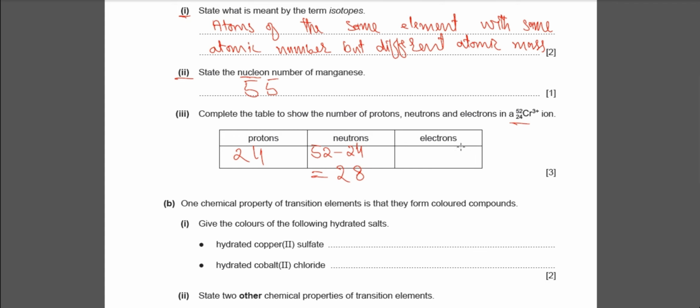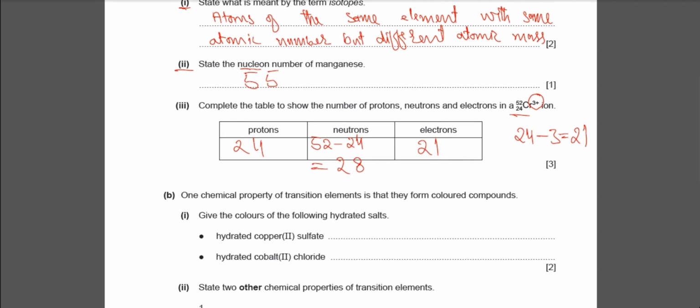Now electrons. As you notice, in any atom the number of protons and electrons are always equal. So we can say there are 24 electrons, but you can see here a 3 plus charge. This 3 plus charge indicates that 3 electrons are lost, so we can subtract 3. When we do this, how much did we get? 21. So the number of electrons here is 21.